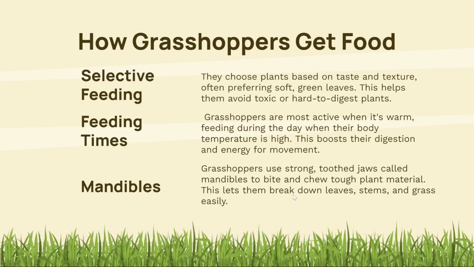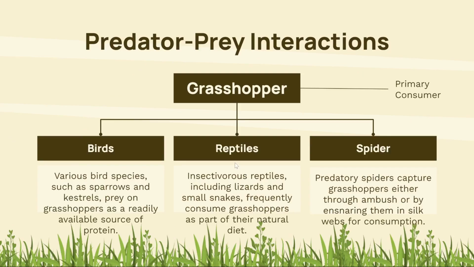And then how they get their food, they selectively feed based on the texture and softness of the plant because they want to avoid toxic or indigestible plants. And then for the feeding times, they mainly feed when it's warm and during high temperatures of the day. And then how they feed is they use their strong mandibles to chew through plant material and break down stems, leaves, and grass. And for the predator-prey interactions, the grasshopper, which is the primary consumer, has common predators.